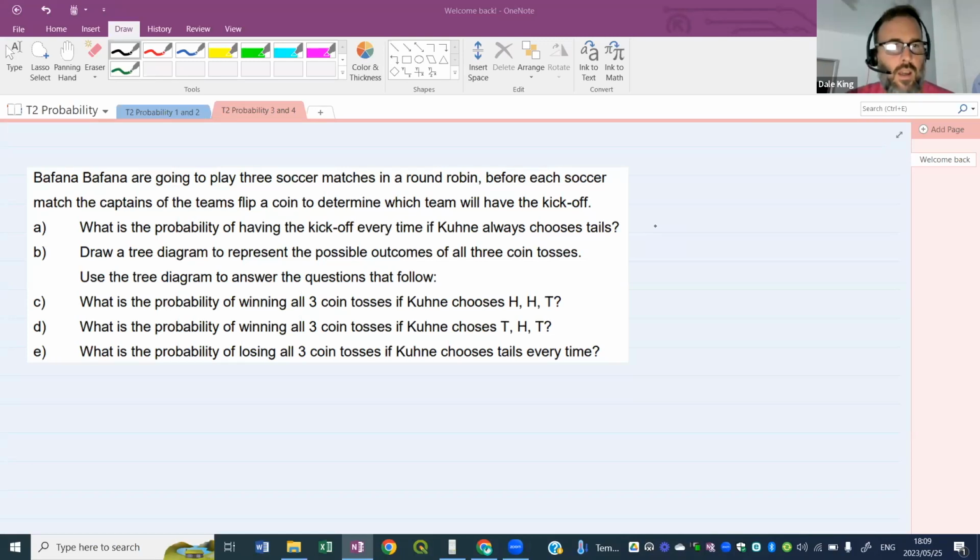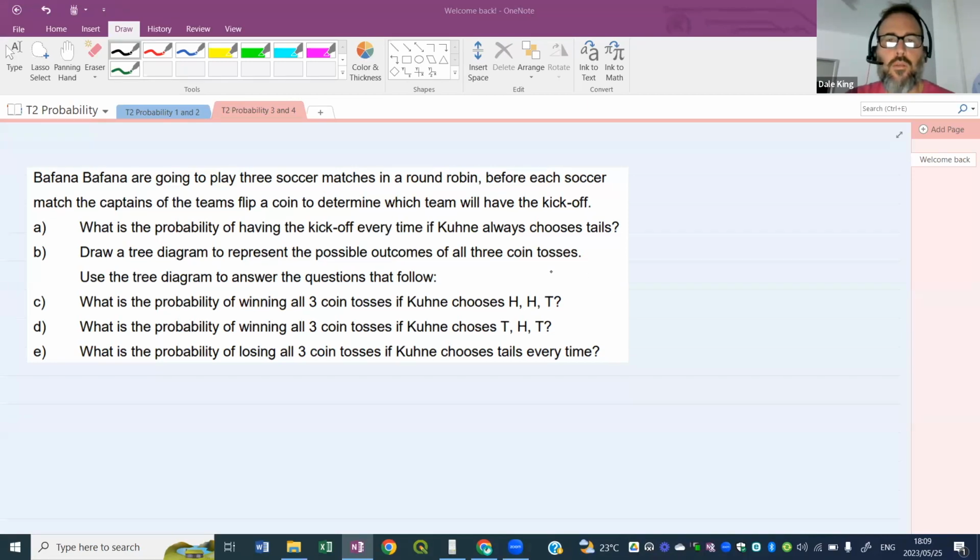Question B says, draw a tree diagram to represent the possible outcomes of all 3 coin tosses, and then use a tree diagram to answer the questions that follow. Well, we're going to use a tree diagram to come back to A. Let's get the diagram out first, and then we can answer, like we learned on Tuesday, any question we want. Okay, now, you guys are going to do it, and then I'm going to do it, and we're going to compare what we have, and then we'll start answering questions from there.